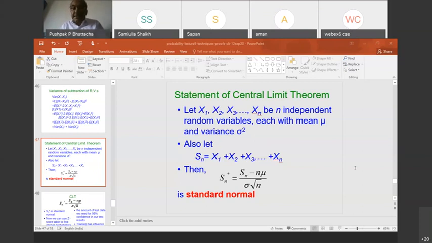Okay, so any other questions, comments, points? Okay, so we'll continue. In the next lecture, there will be two beautiful theorems: the moment generating function, and the uniqueness theorem. Okay, thank you.